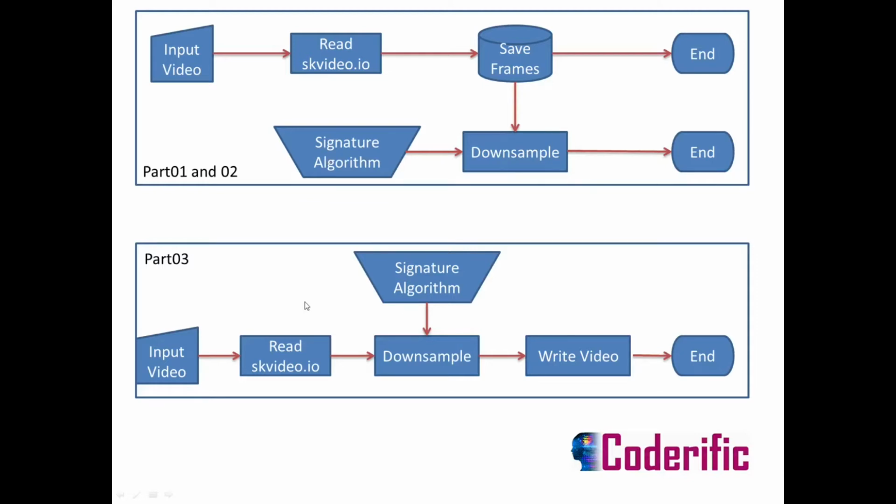In part 3, as shown in this flowchart, we are going to use the same library to read the video, and from the data that we obtain after reading a video, we are not going to save the frames, but instead directly downsample using the same signature algorithm from part 2. Then from this data we are going to assemble the chosen number of frames, and then write a video. So let's start programming.